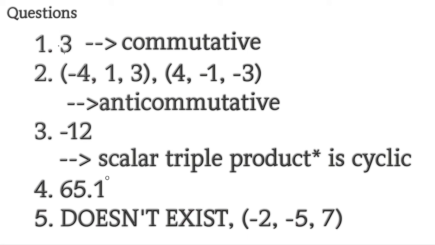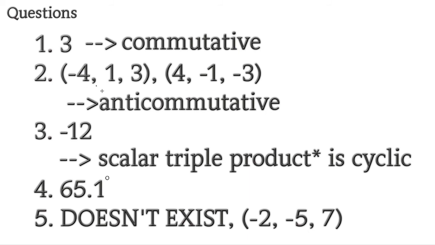Question 1 is answer 3, but for both of them, because the result of A dot B and B dot A is commutative, which means it's the same as multiplication in normal numbers. Do it in either order, it doesn't matter, it's still the same number.